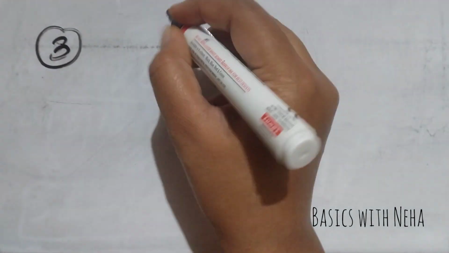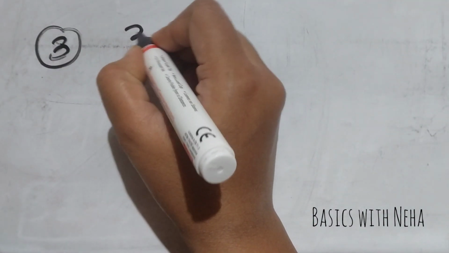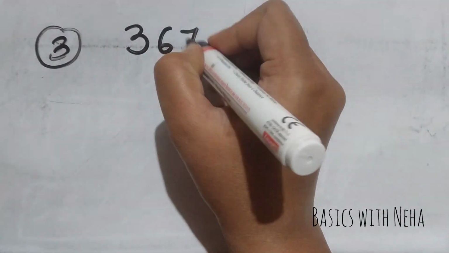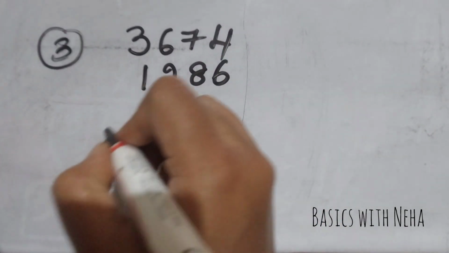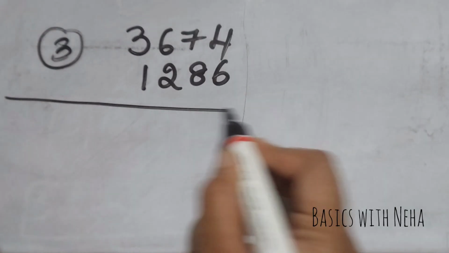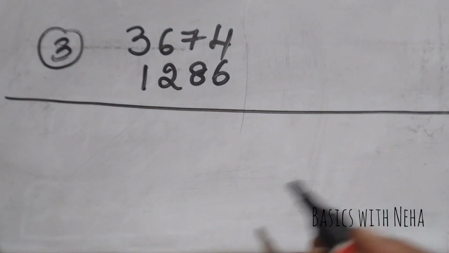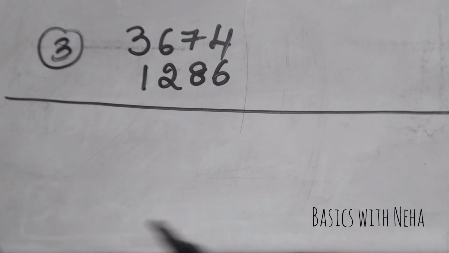Let's try the last example where the number of digits in the multiplicand is equal to the number of digits in the multiplier. So the third question, let's take it as 3674 into 1286. Now it may become a little lengthy because we are going to do a lot of addition here.